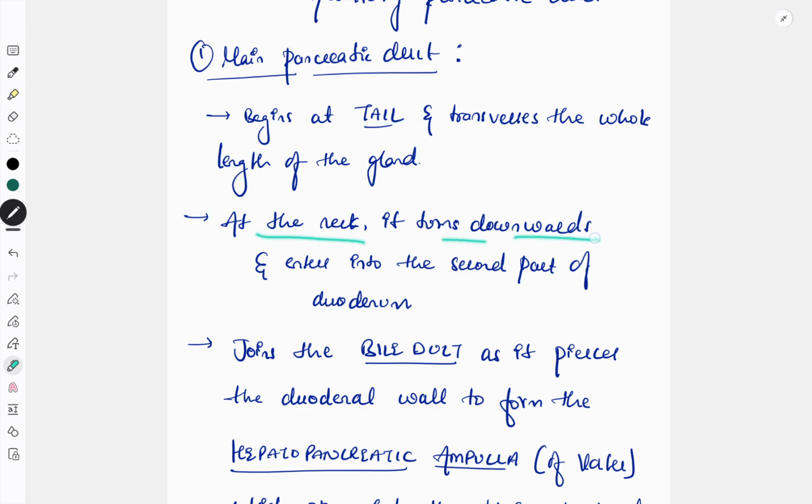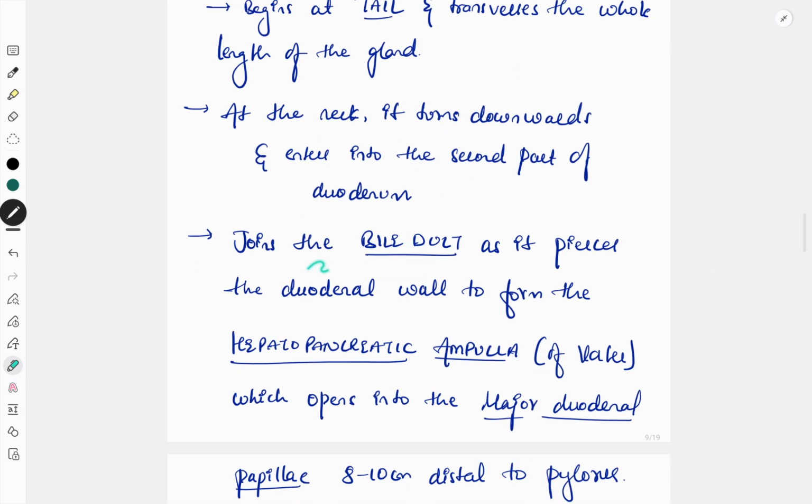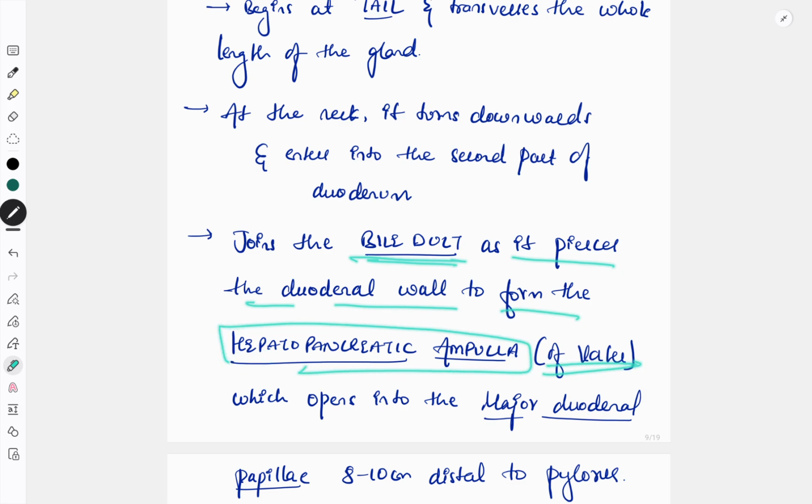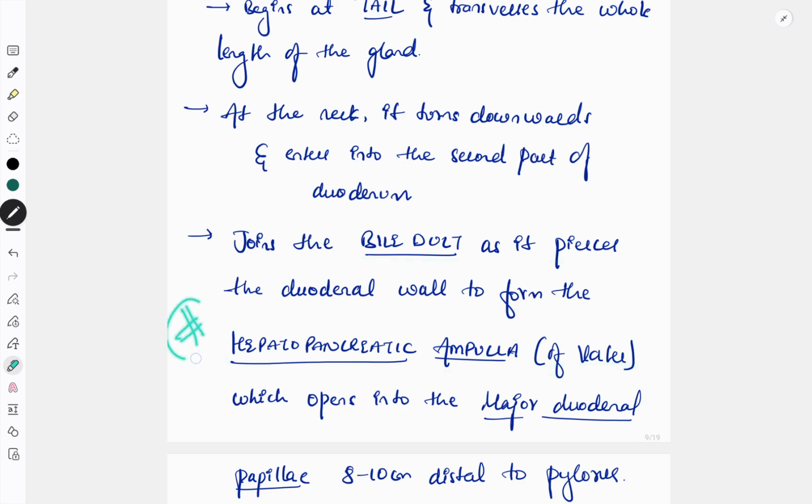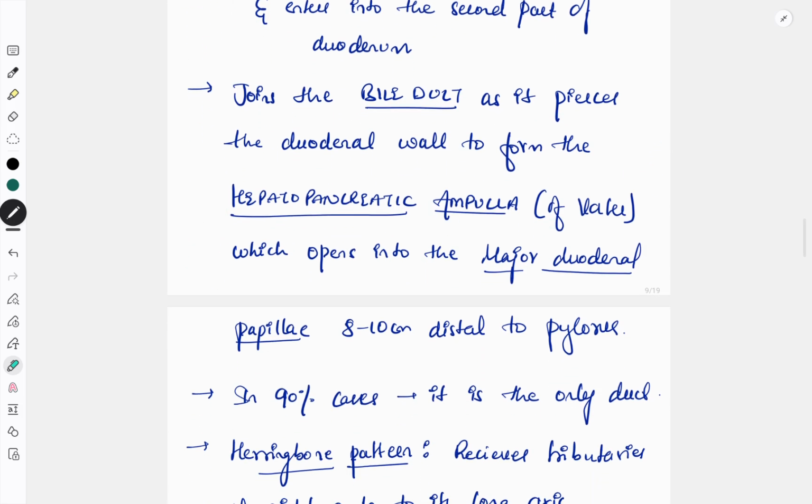At the neck, it turns downwards and enters into the second part of the duodenum. Here we had the duodenum, right? Over here it joins the bile duct as it pierces the duodenal wall to form the hepatopancreatic ampulla. This is also known as the ampulla of Vater. I think everybody knows this because we've been studying this since grade 9 or 10, or in 11th or 12th. So it joins the bile duct as it pierces the duodenal wall to form the hepatopancreatic ampulla, which is also known as the ampulla of Vater, which opens into the major duodenal papilla.